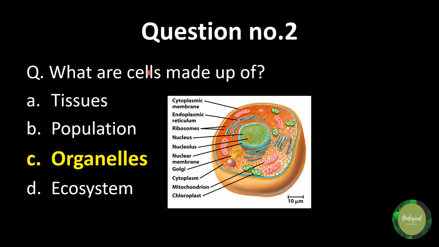So next is, what are cells made up of? Cells are made up of organelles. You can see here in this diagram, cytoplasmic membrane, endoplasmic reticulum, ribosomes, nucleus, nucleolus. All these are present inside a cell, and all the organelles together make up the cells.